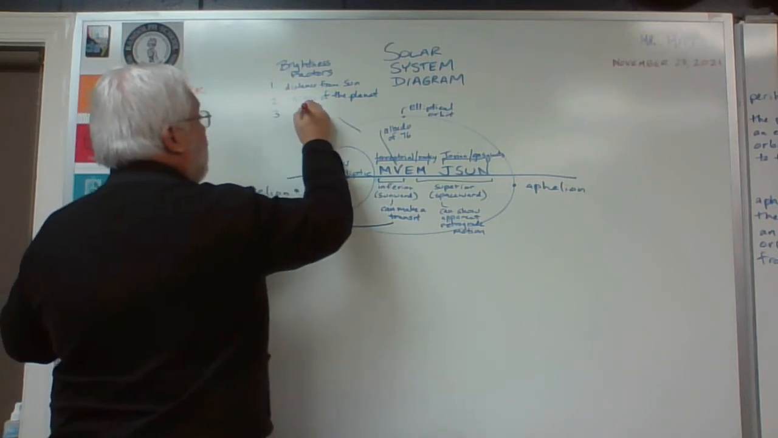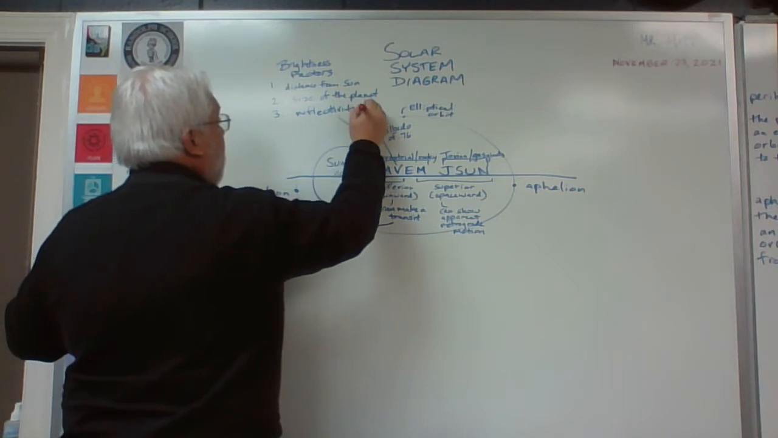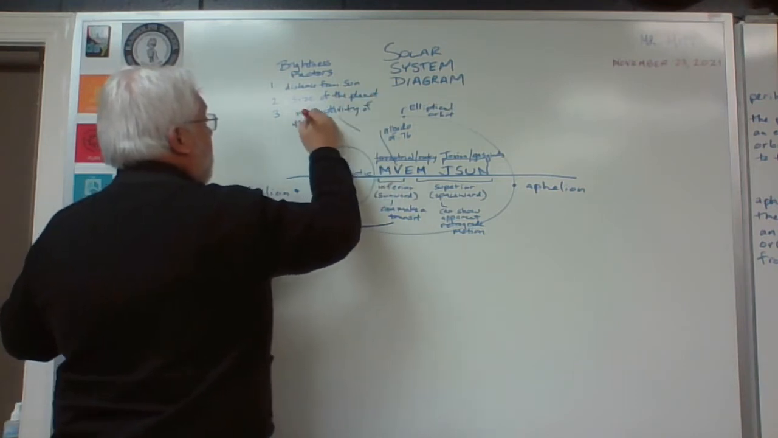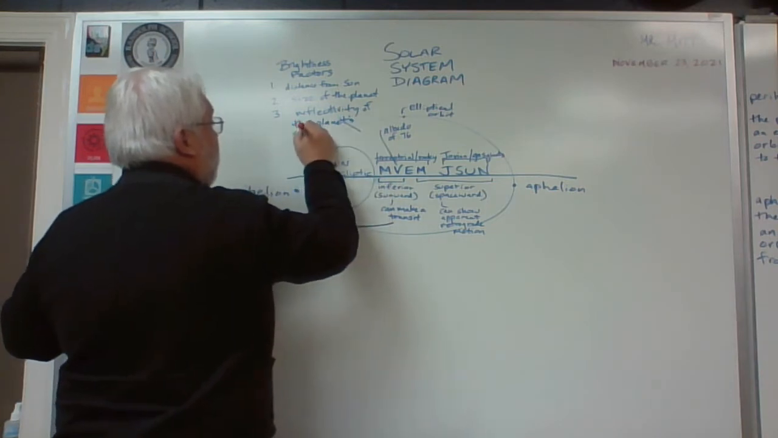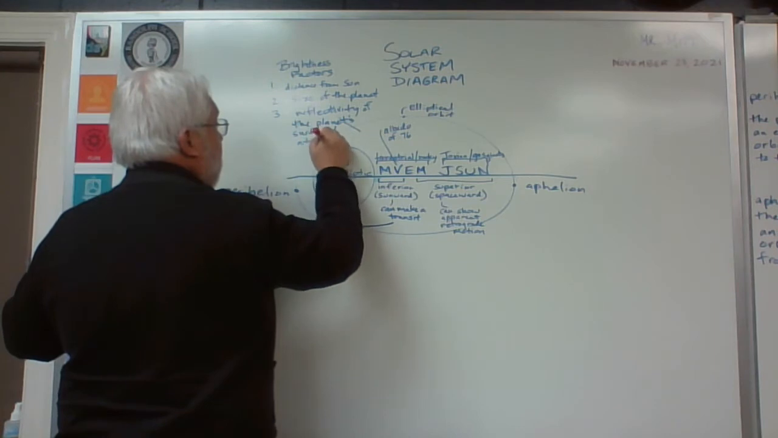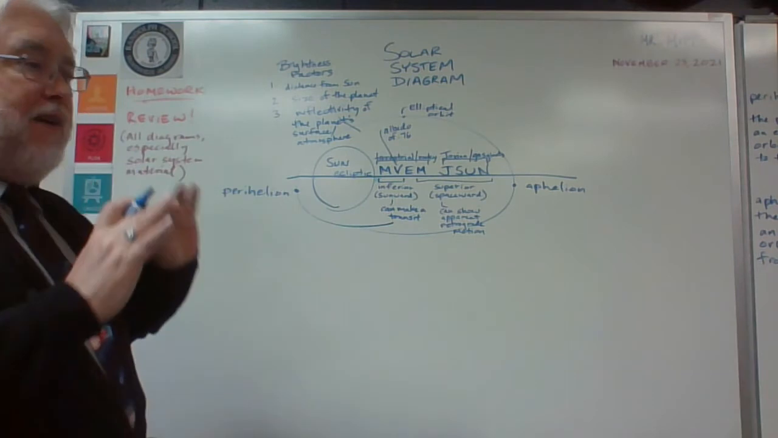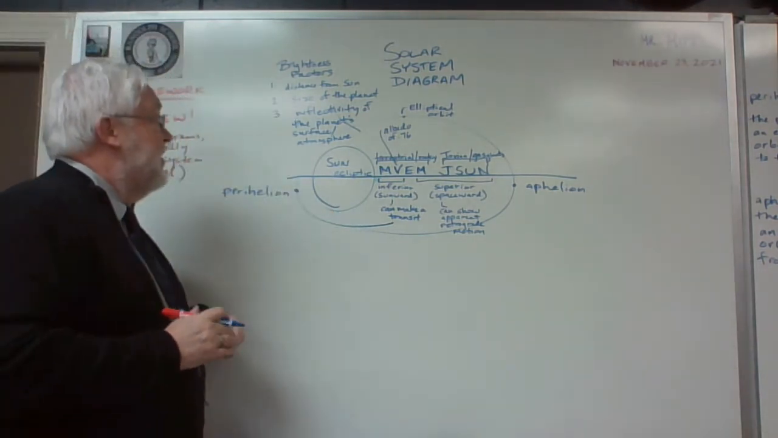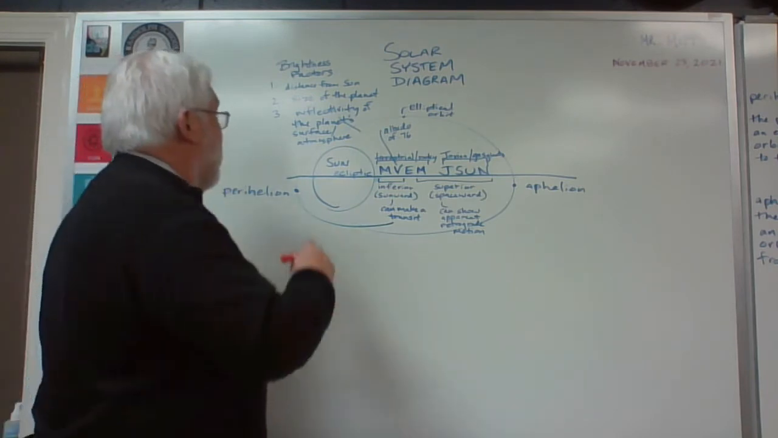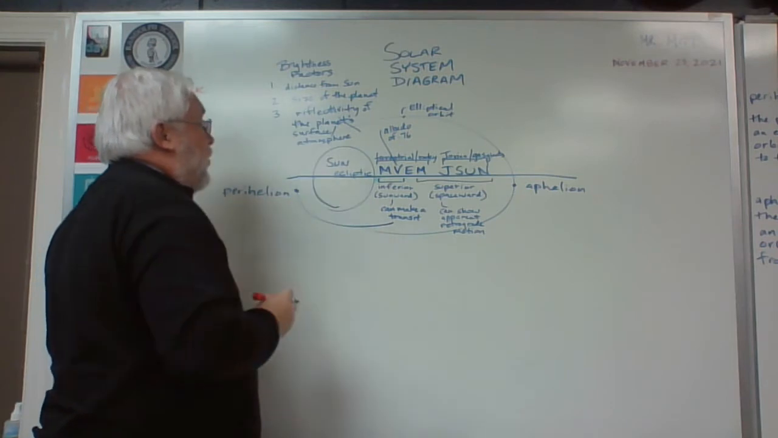And finally, the reflectivity of the planet's surface or atmosphere. So we have these things that affect the brightness of the planet: the distance from the sun, the size of the planet, and the reflectivity of the planet's surface or atmosphere.